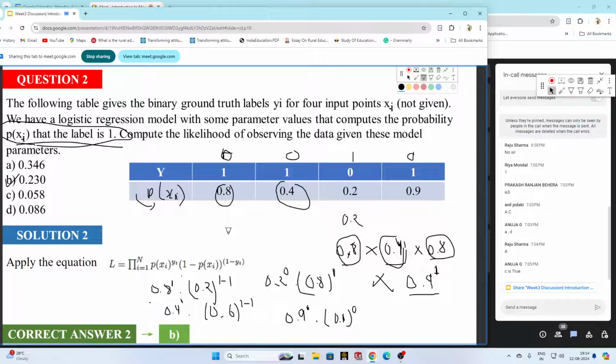In that case, the label will be 0, so p(xi) will be for 0. Then we have to go for 1 minus p(xi). So here it will be 0.2, 0.6, like this, 0.8 and 0.1.